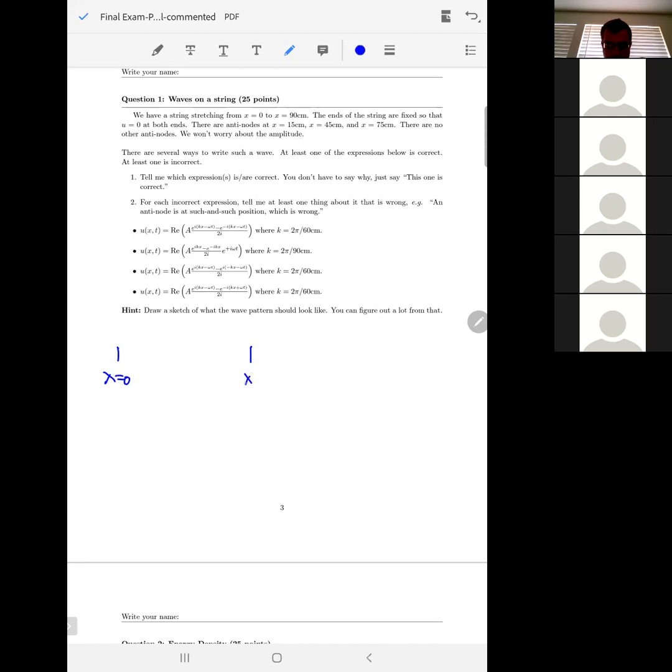We've got x equals 0, x equals 90. And we know that there are antinodes or peaks at x equals 45, so there's a peak in the center. Then there are peaks at 75 and 15 centimeters, peaks or troughs. I'm just drawing this as a peak. If this one was a peak, the next antinode must be a trough, because the waveform has to look something like that. So x equals 45, and then there are going to be nodes here and here. So this is going to be at 75 centimeters.